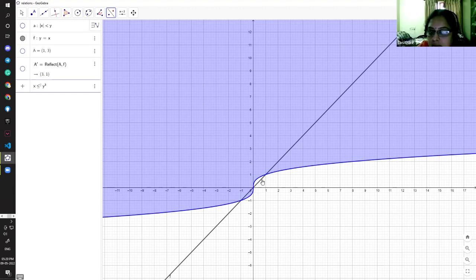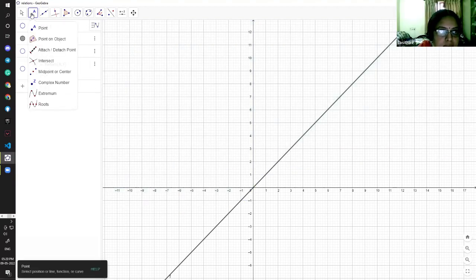And the symmetric. For symmetric, we have to take a point and reflect it. Yes, sir.